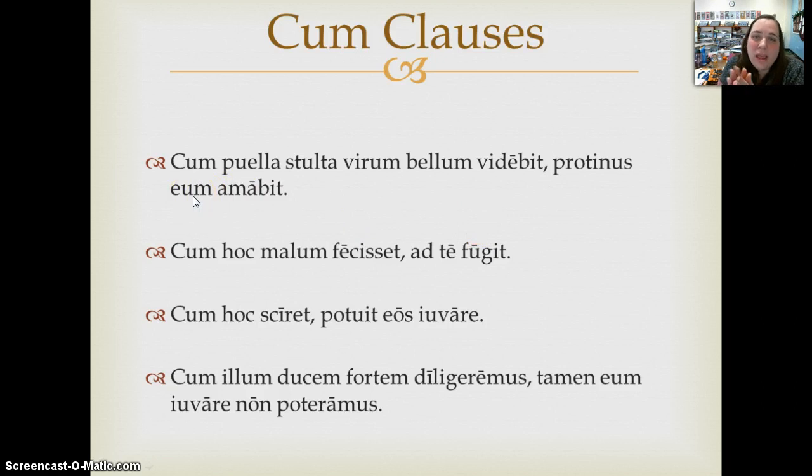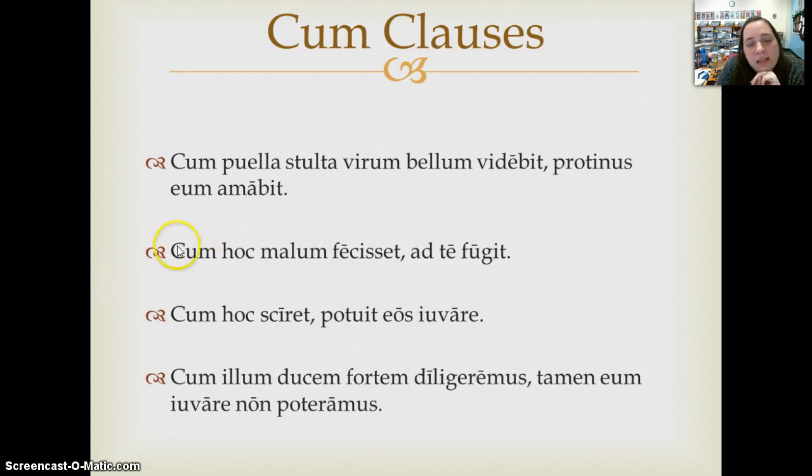Okay, so when will she immediately love him? What's the time that the main clause is going to happen? When the foolish girl sees the pretty boy, the pretty man. So that's telling us literally when this is going to happen. Now, as we move forward into the subjunctive cum clauses, we're going to need to figure out whether these are going to be circumstantial, causal, or adversative.